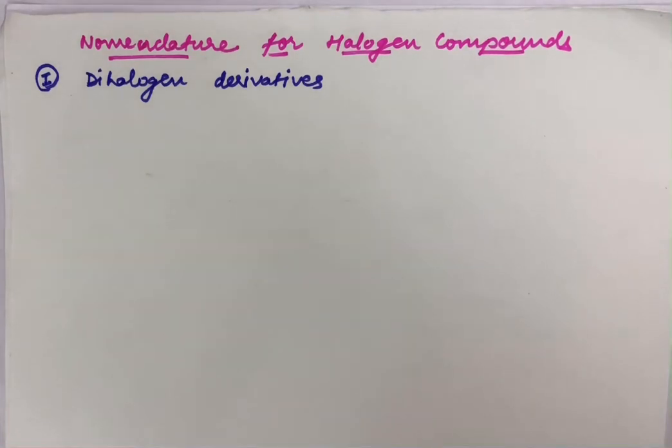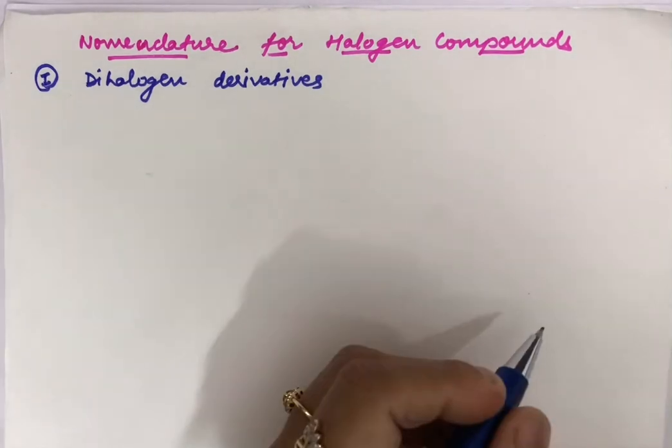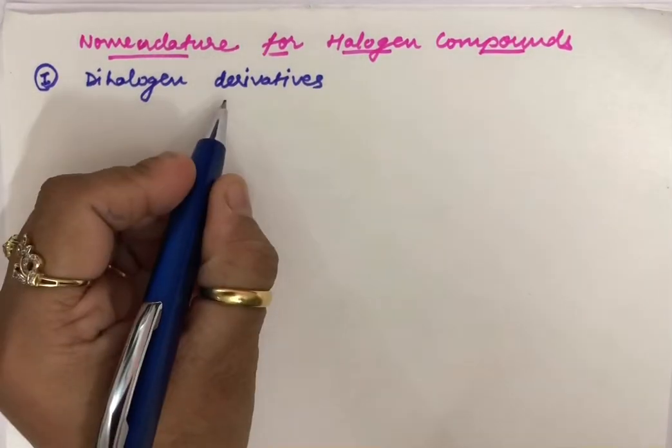I am here again in front of you with my next video on nomenclature for halogen compounds. I hope you have seen my earlier video on the nomenclature of haloalkanes and haloarenes. Now I wish to discuss the nomenclature for certain other halogenated compounds. So under that, let us first discuss the dihalogen derivatives.